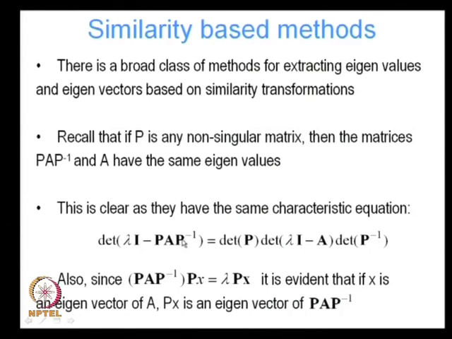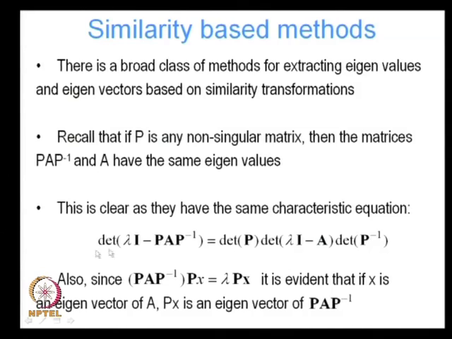It is determinant of lambda I minus P A P inverse. What is the characteristic equation of A? It is determinant of lambda I minus A. Why is lambda the same? Because they have the same eigenvalues, right. So, I can write determinant of lambda I minus P A P inverse as basically determinant of lambda P P inverse minus P A P inverse, P P inverse being I.